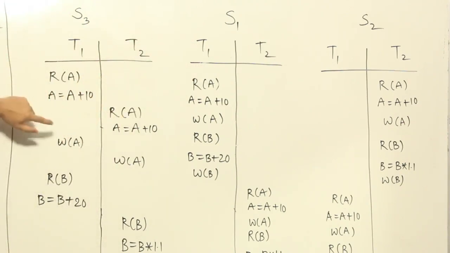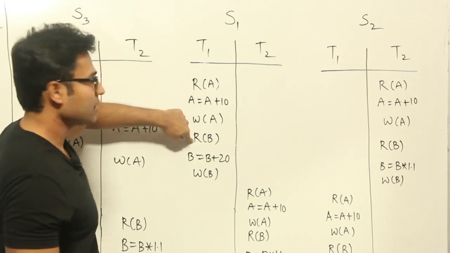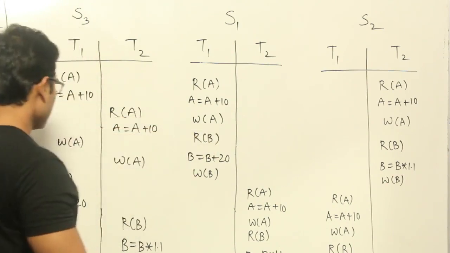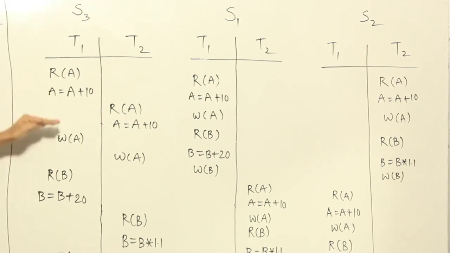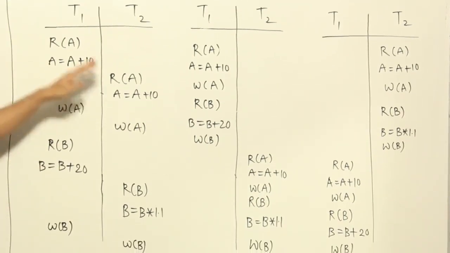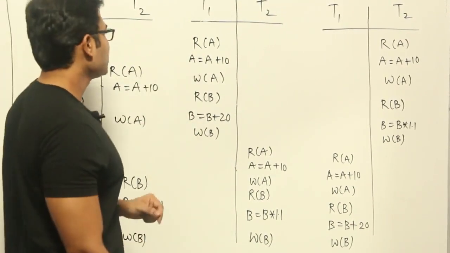Now what is the other one? Let's say B. For B, whoever is reading first here should read first there. Now who is reading first here? B is being read by T1, right? And now here also B is being read by T1. Fine. Now for A, whoever is writing last. Now if you see A here, who is writing last? T2, right?